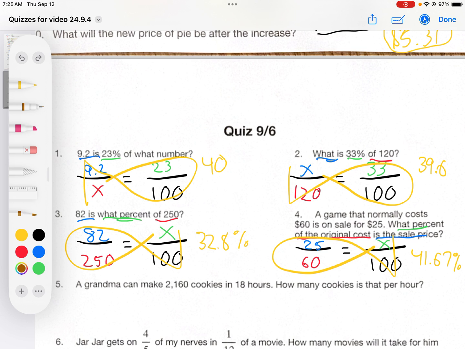Number 5 is a unit rate. A grandma can make 2,160 cookies in 18 hours. And again, there's a couple good ways to set up these proportions. You don't have to necessarily put cookies on the top and hours on the bottom. You just have to do the same thing in both fractions. And we are trying to figure out how many cookies this is per 1 hour. Fish method, 2,160 divided by 18 is 120 cookies per hour.